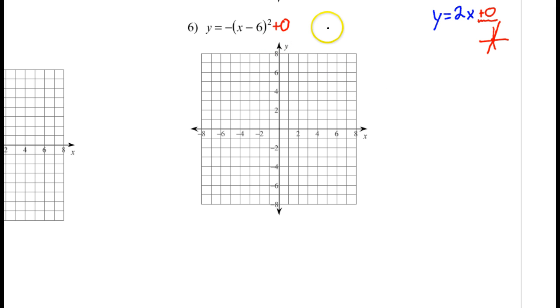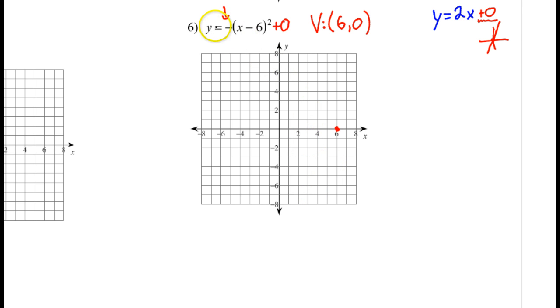Okay? So that puts our vertex at 6, 0. So missing numbers, if you're adding, subtracting, are always 0. Missing numbers, if it's multiplying, is always 1. So like if there's no number, nothing in front of the parentheses, I know that the a value is 1. Alright, so we know it's at 6, 0. And is it opening up or opening down? Down, right? It's negative. So I know it's going down this way.